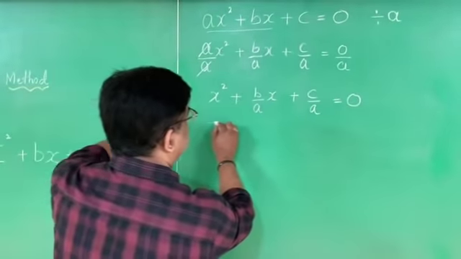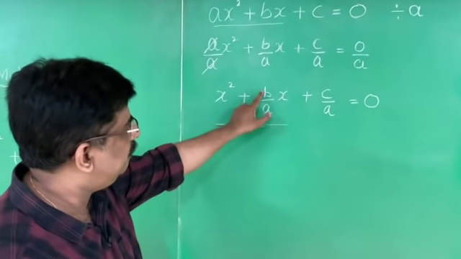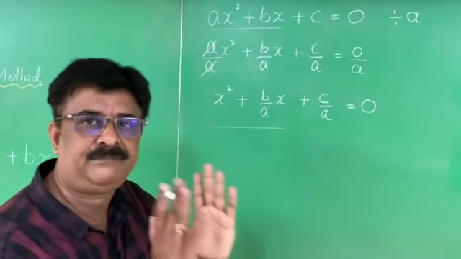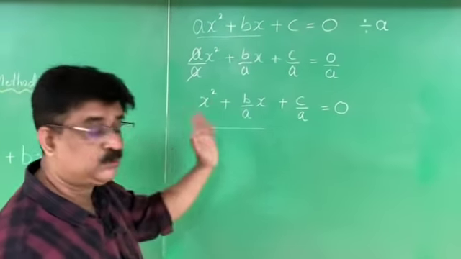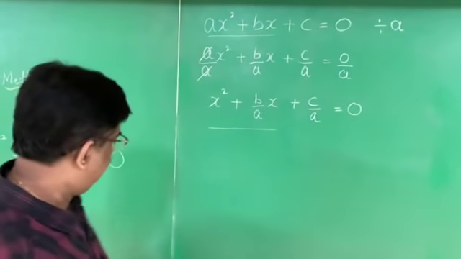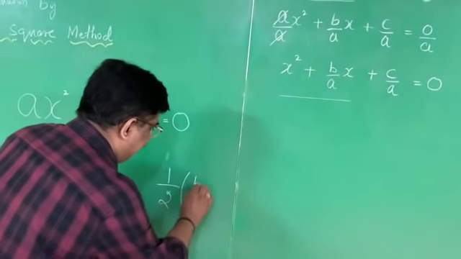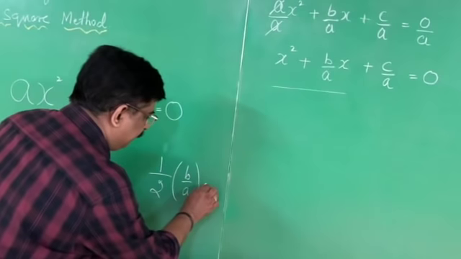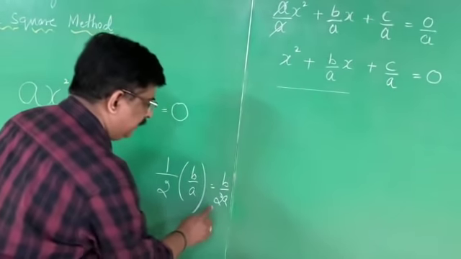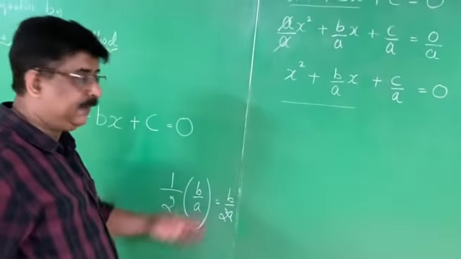Now, identify these two. If it is 1, then see this number. What is this number? b by a. Take half of that, because this part becomes 2a, you know. Therefore, take half of that. Half of b by a is b by 2a. 1 into b, 2 into a, 2a. b by 2a.